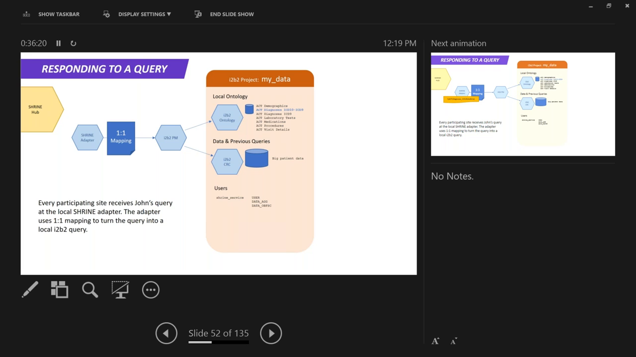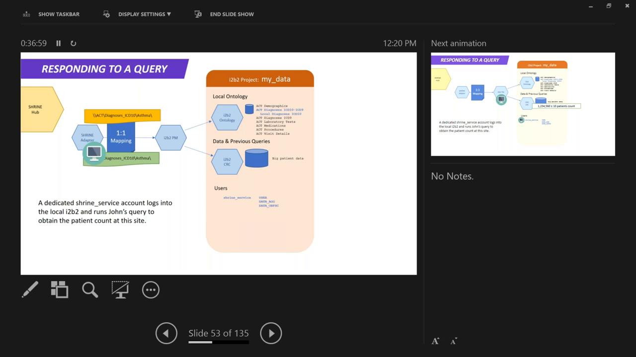So on the flip side, what happens after that query gets broadcast? This is responding to a query. Every participating site on the network, if they're up at the time, receives that query at their Shrine adapter. As you can see, the concept that represents asthma comes in. There's this one-to-one mapping strategy that you've probably heard about. There's a lot of discussion about how that works, and Michelle will go into more detail in her next talk, but I have a couple of slides on how it works. So that one-to-one mapping strategy comes in, and at this point I wanted to emphasize that John's account is no longer running that query to receive the results, right?